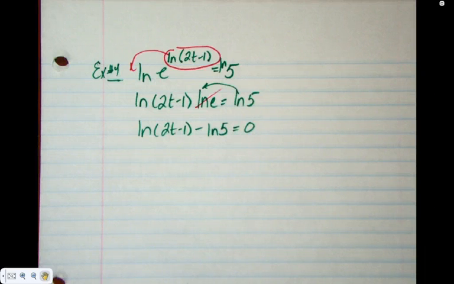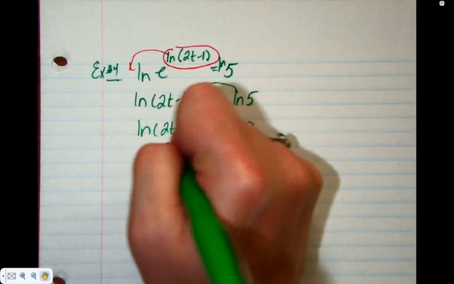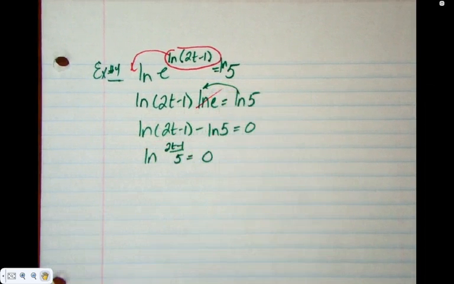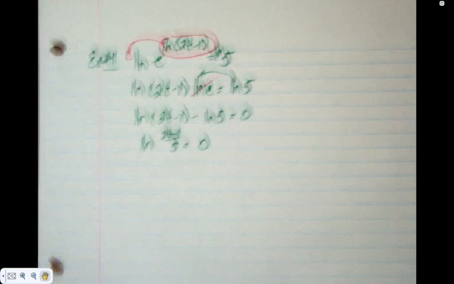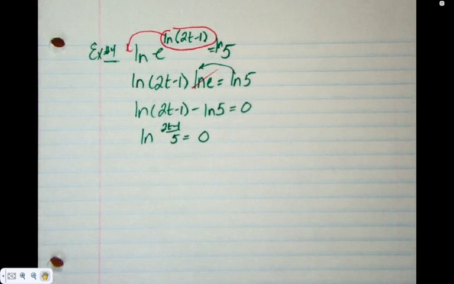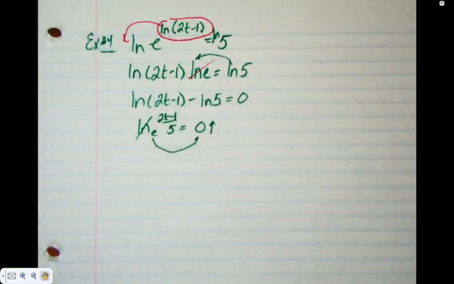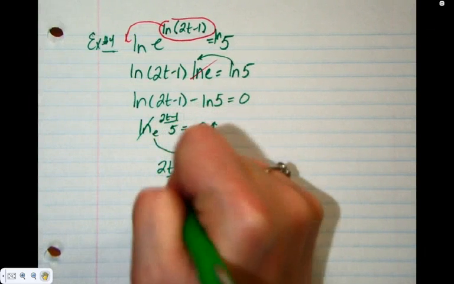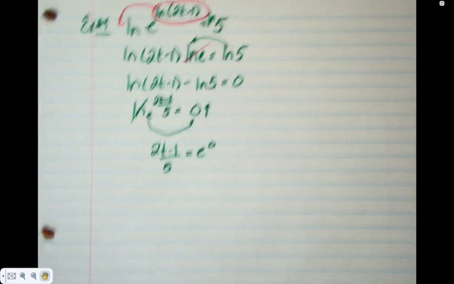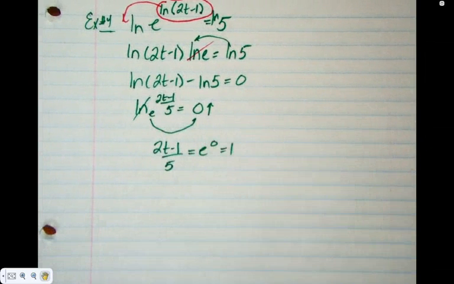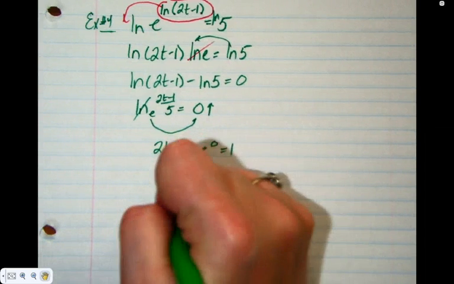Okay, after logging both sides, we're now on the log equation. What's the second step to a log equation? Smush it down into one log. So 2t minus 1 divided by 5 equals 0. What's the base? e, so little e in here goes over, bumps this up, ln disappears. So we have that 2t minus 1 divided by 5 equals e to the 0, which is 1. Times 5 to get rid of it, sounds good to me.